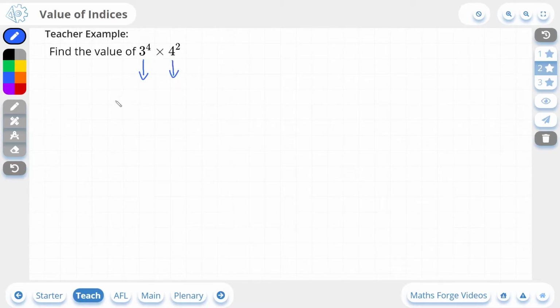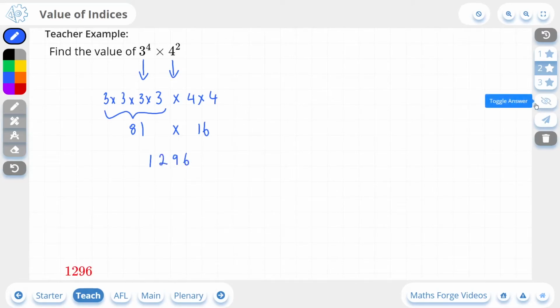So 3 to the power of 4 is 3 multiplied by itself 4 times. And then there's a multiplication in between them. And then 4 squared is 4 multiplied by itself twice. So if we do 3 multiplied by itself 4 times, 3 times 3 times 3 times 3, this should give us 81. And we're going to multiply that to 4 times 4, which is 16. And if we use a method to calculate 81 times 16, it should give us a final answer of 1,296. And if we check our answer, there it is.